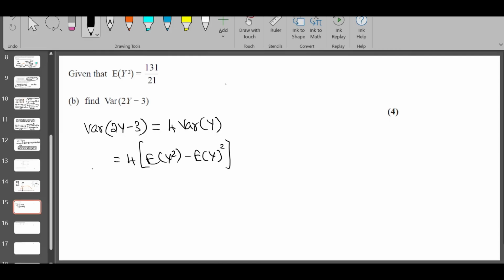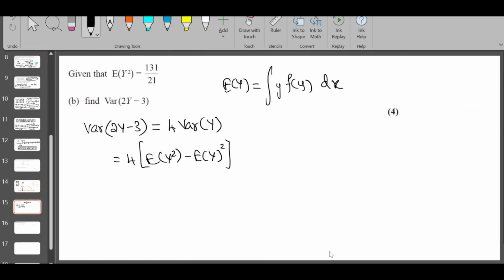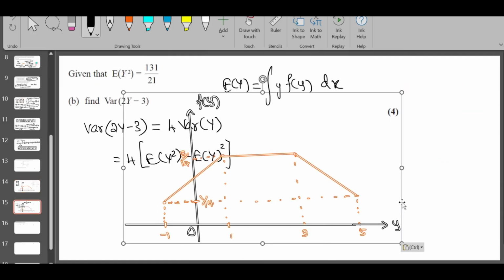Usually, how do we calculate e of y? Integral y times f of y dx. So basically, you need to take every function, multiply y, and integrate. That's gonna take very long time. This is when we are gonna use the graph. So pay attention, and I will tell you when to use this method.